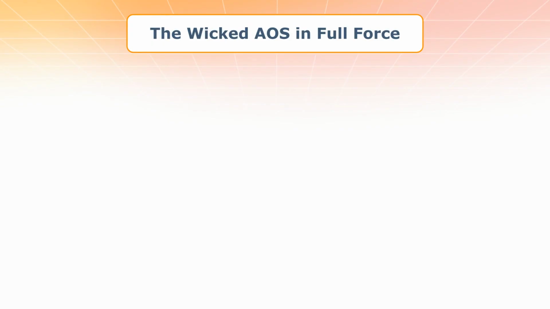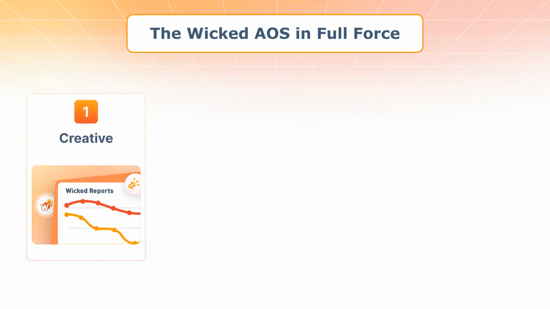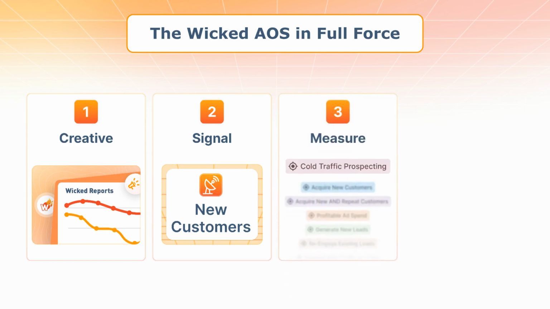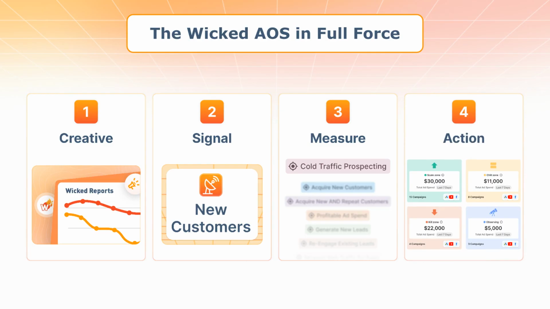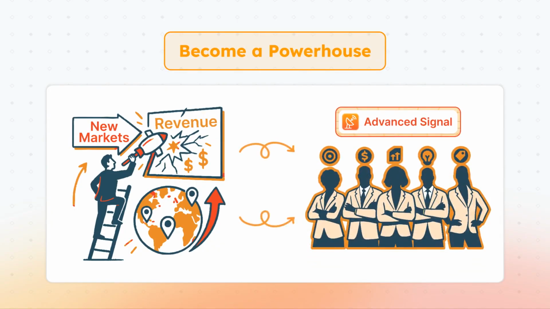Here's what it looks like when the Wicked AOS all comes together. You create the segmented creative you always dreamed of. Our advanced signal sends the right conversions to Meta AI to support your strategic targeting. You tag your campaigns by intention in Wicked so 5 Forces AI knows how to measure performance. Then 5 Forces AI automatically alerts you when it's time to scale or when something needs fixing. So go out there, break into new markets, break the revenue glass ceiling, and become a powerhouse.